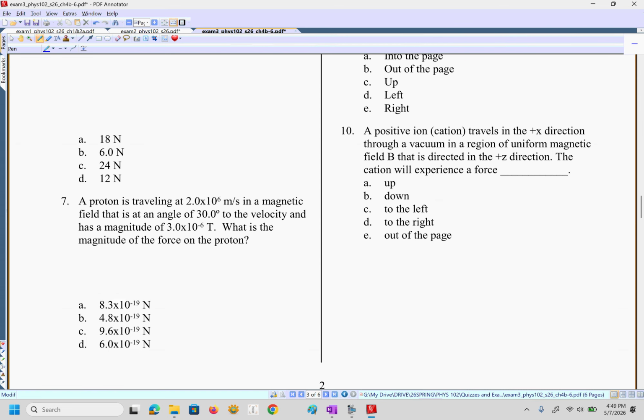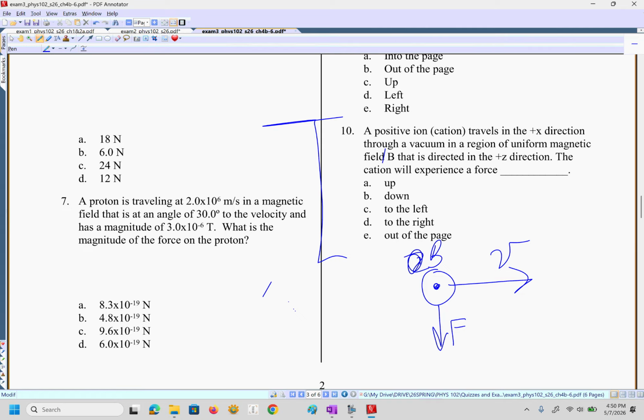Pretty sure I'll put one like this, number 10. Students sometimes have trouble with that, where you're taking the words and you're putting them into the form of a diagram. So here the cation, or a positive ion, travels in the plus x direction, so V is in that direction, and the magnetic field is in the z direction. That's like B is like that. And then you have to use your right-hand rule to find the force. That would be, of course, down. So the force here would be down using your right-hand rule.